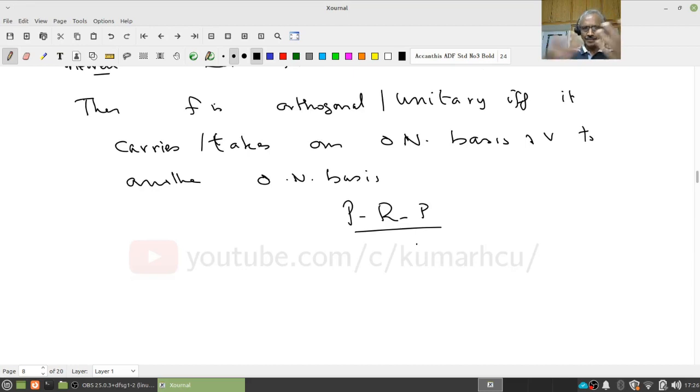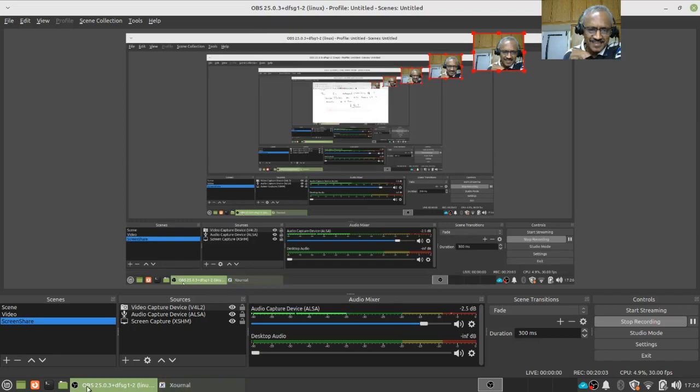Now, do you think we have answered the original question with which we started? So, what is the original question we started with? If V is a finite dimensional inner product space, how do we create a unitary or orthogonal map from V to V? Now, what is it that we have proved? We have proved that if F is any linear map from V to V which carries an orthogonal basis to an orthogonal basis, it is unitary or orthogonal, right? How does it solve our problem?